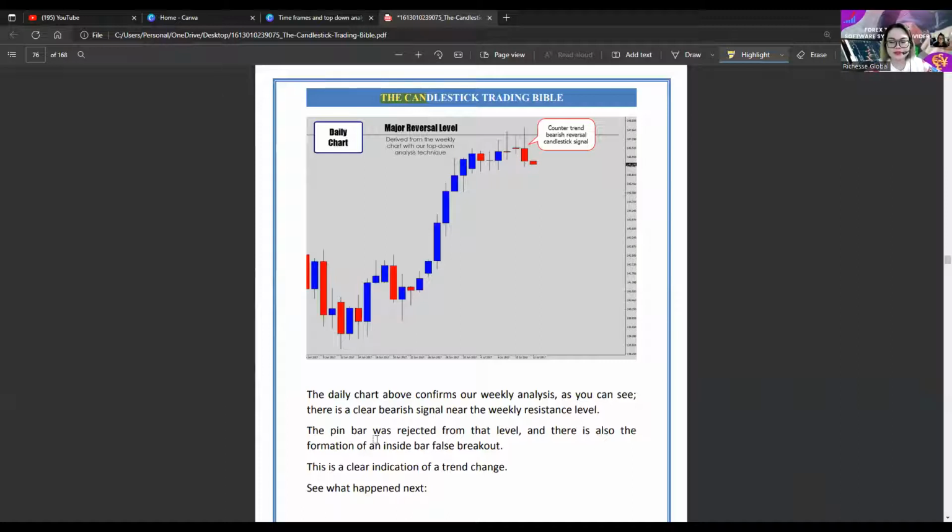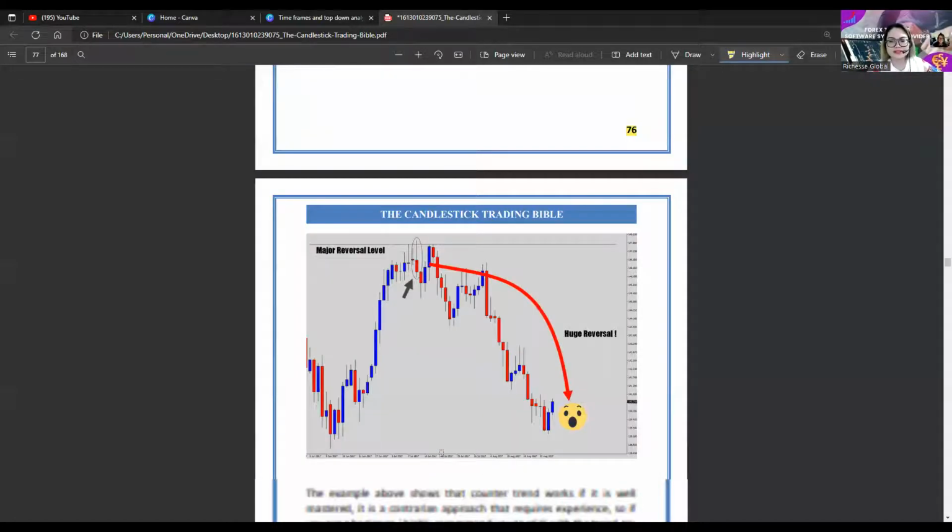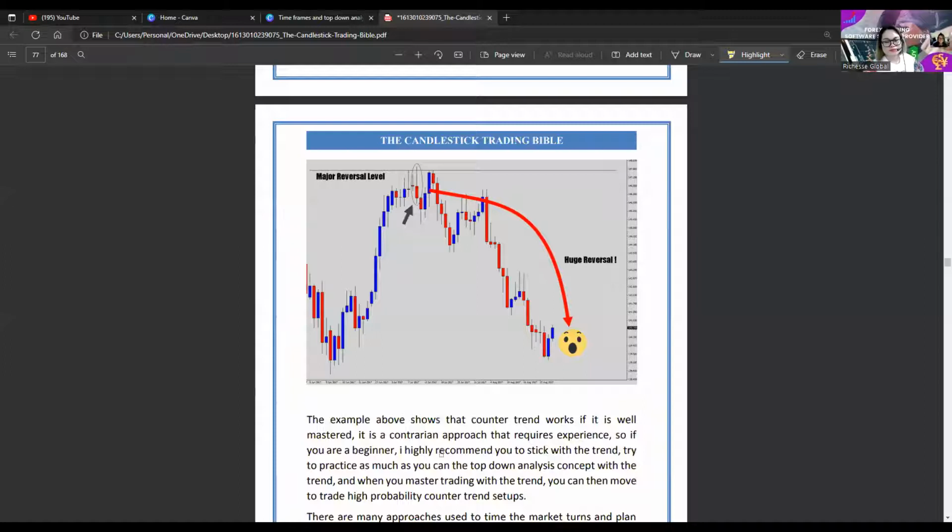The pin bar was rejected from that level. And there is also the formation of the inside bar false breakout. Yan. This is the clear indication that the trend changed. Yan. See what happened next. Ito naman. Yan, the major reversal level. Yan, aside dyan, nagkaroon ng pin bar. Yan, nagkaroon ng engulfing na nangyari.